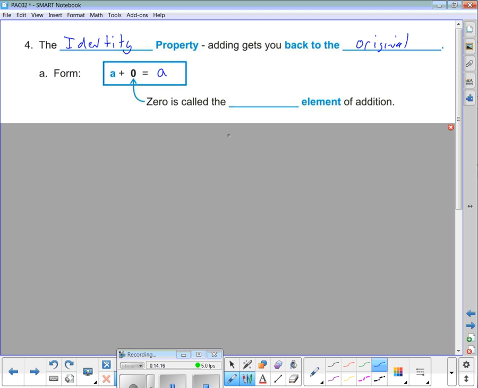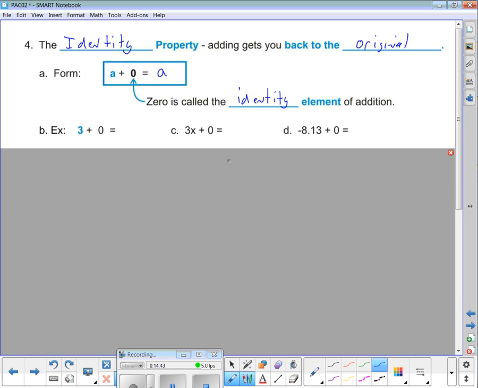All right. Anyhow, what else about the identity property? There's a terminology here. 0 is called the identity element. And this is pretty simplistic. What it means is this: if you add 0 to anything, you're back to the original. So 0 is the identity element. It's the element that you add to anything to get back to the original.